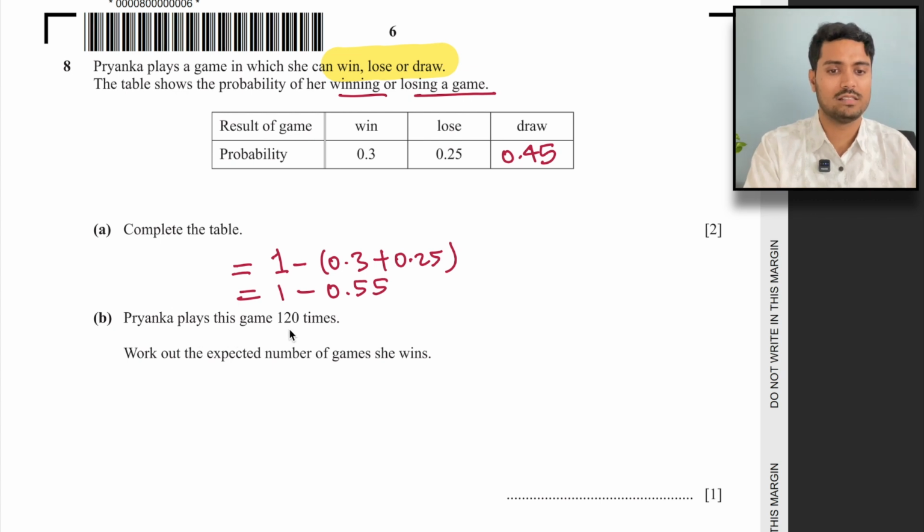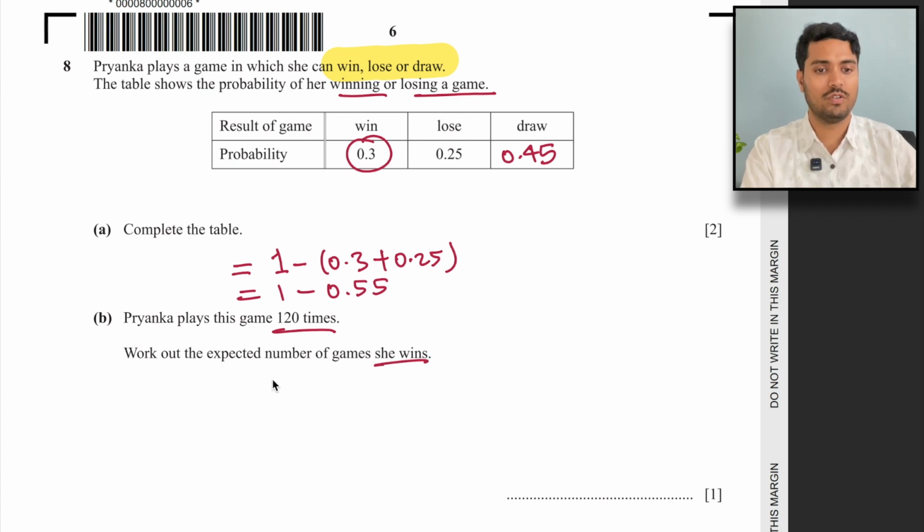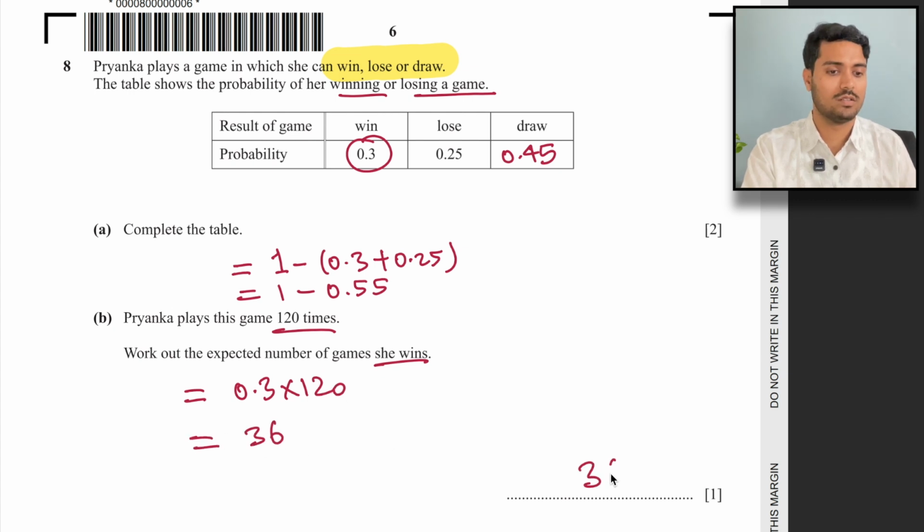It says Priyanka plays this game 120 times. Work out the expected number of games she wins. So for winning, the probability is 0.3. So it is going to be 0.3 multiplied by 120. So that is going to be 36.